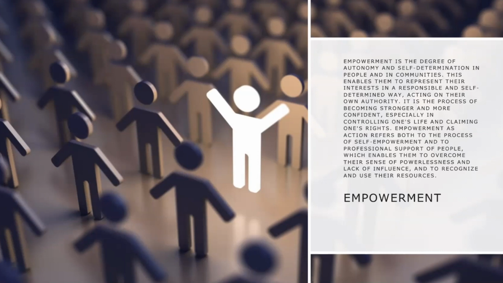But if you're waiting on responses, if you're waiting for money, if you're waiting for the dam to break and the water to bust through, everybody else is waiting too. If you look like you're waiting or you're expecting, then they're waiting and they're expecting too. Neither person knows what they're waiting for though. But empowerment is the degree of autonomy and self-determination in people and in communities. This enables them to represent their interests in a responsible and self-determined way, acting on their own authority. What are you supposed to be doing for your clients? What are you supposed to be doing for your prospects? What are you supposed to be doing for the people that are watching you?